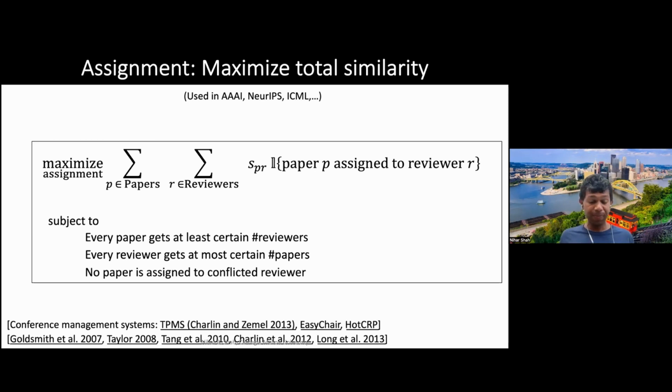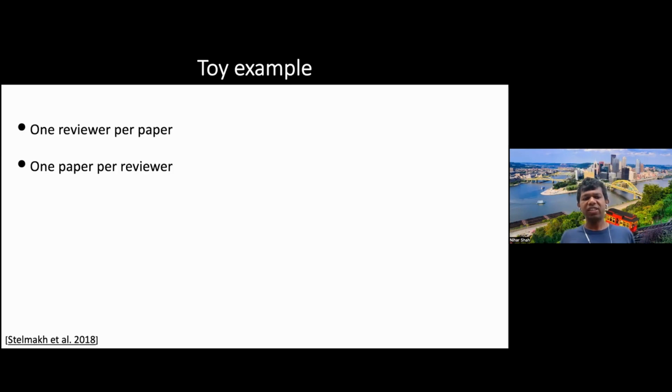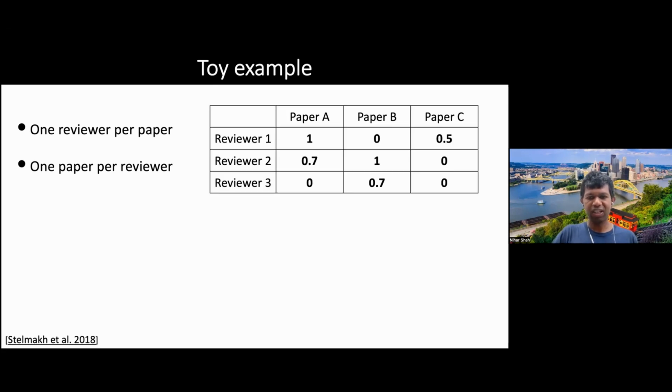All right. Awesome. So this is what's currently done. Let's take a toy example of this optimization problem, and I'm going to ask you a question now. Let's say you're running a small peer review setting, a toy setting, where you need one reviewer per paper and one paper per reviewer. Let's say these are the similarities SPRs. On the rows, we have the 3 reviewers. On the columns, you have 3 papers.